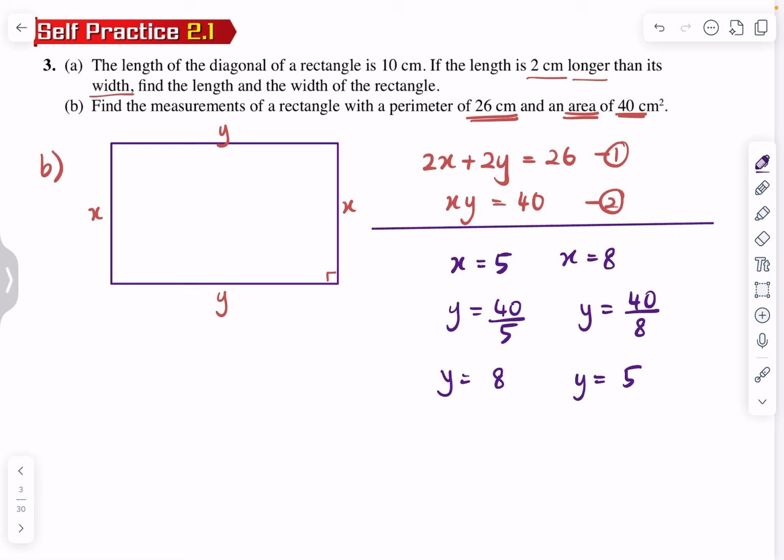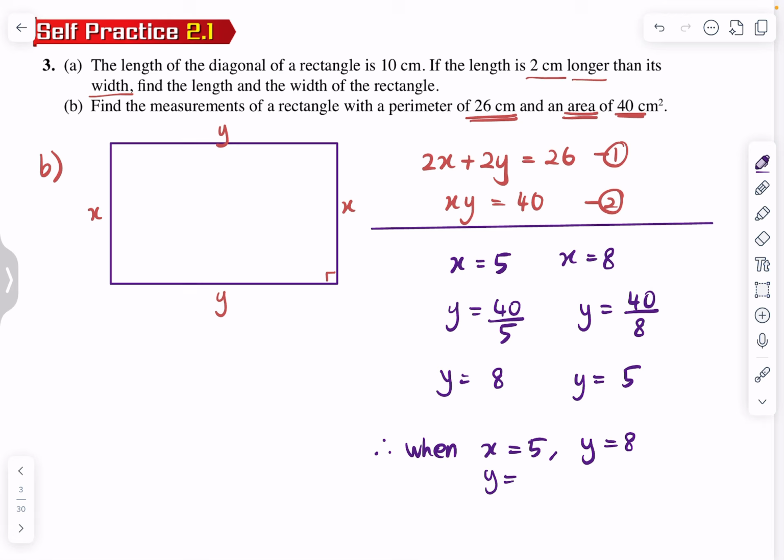So we can say when x is 5, y is 8. And when x is 8, y is 5. When x is 5, y becomes 8. When x is 8, y is 5. So this will be our final answer.